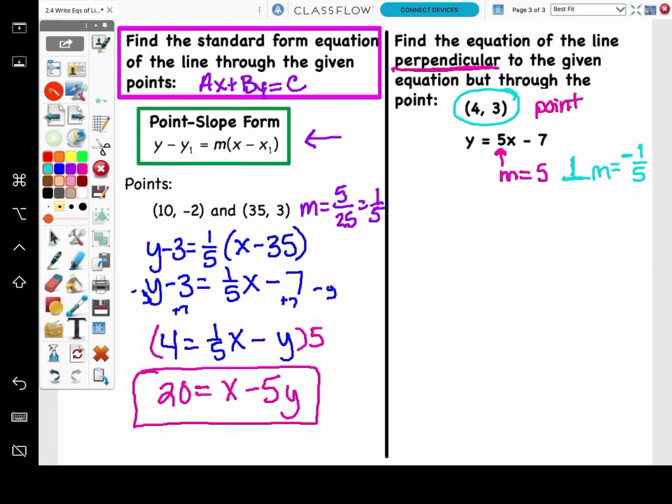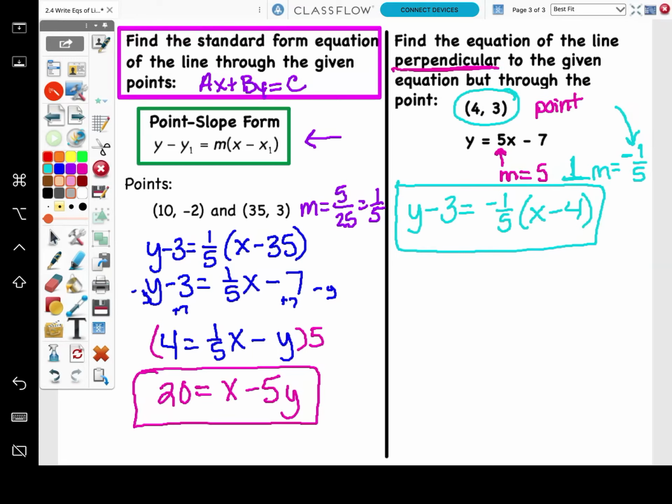So I'm going to use this point 4, 3 and this slope negative 1/5. All right, point and a slope reminds me that I could use point-slope form. So I'm going to do y minus 3 equals negative 1/5 times x minus 4. Okay, these instructions didn't give me any specific formula or form of a line that I needed, so if it doesn't specify, I can be done right now. Okay, that is an equation for the line that is perpendicular to the given line through the point 4, 3.